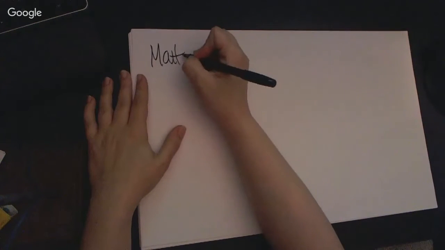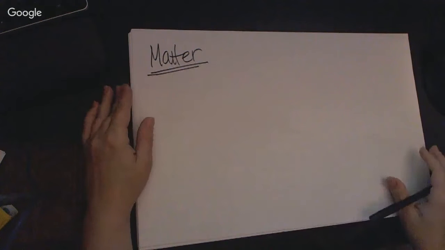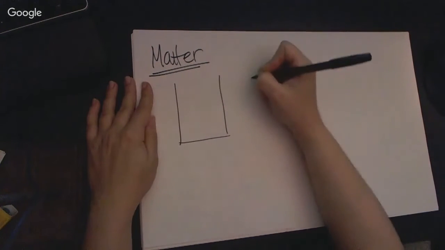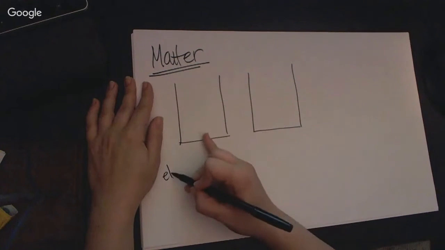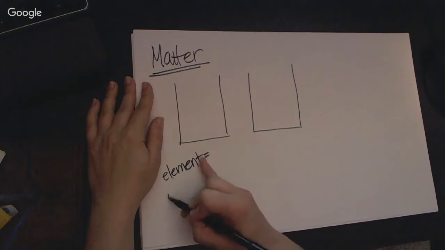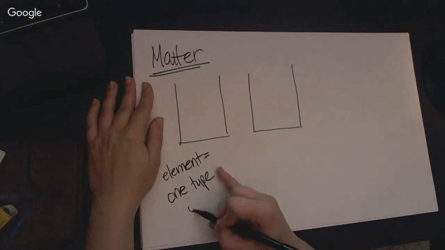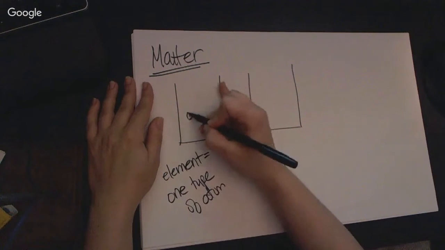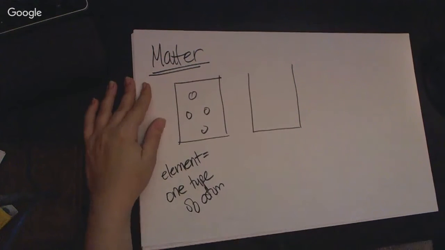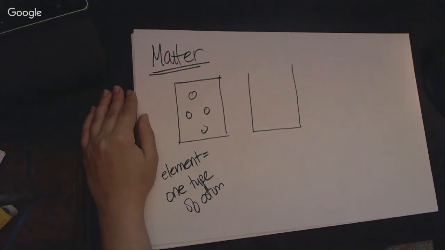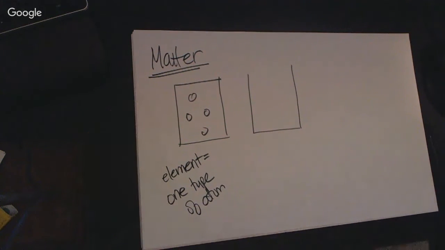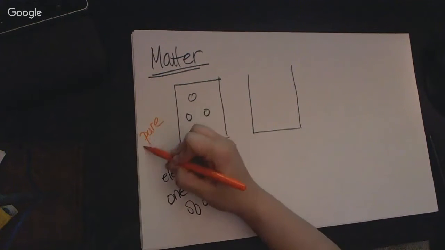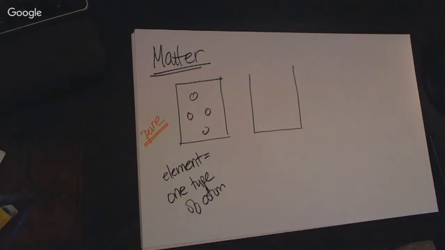Matter is anything that has mass and takes up space, so anything that has mass and volume. And the idea is that you can have elements, compounds, and mixtures. An element is made up of only one type of atom. So if I were to draw a particle diagram for you, this would be a particle diagram of an element because it is just one type of atom. Another thing that you need to keep in mind here is that we would call this pure because there's only one type of particle in this particle diagram.